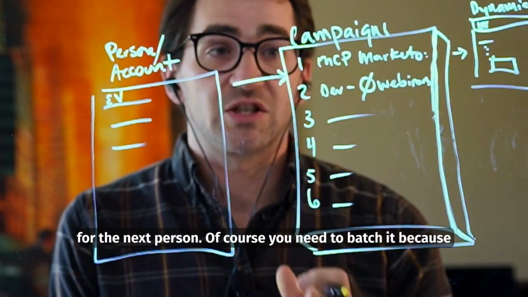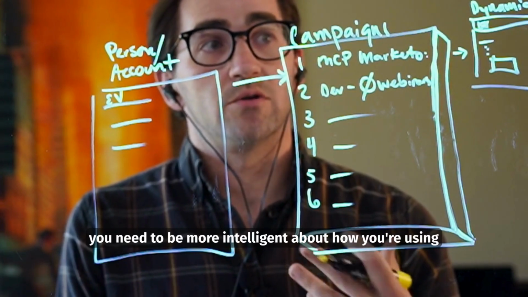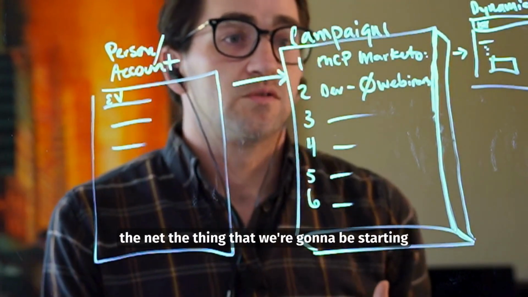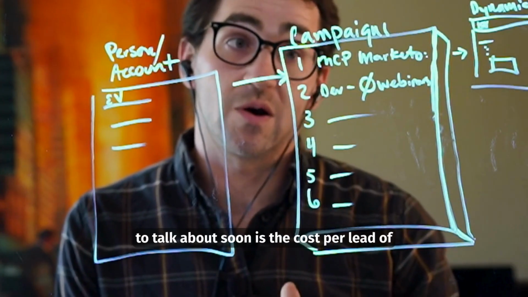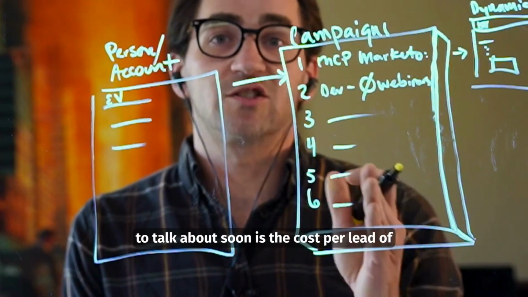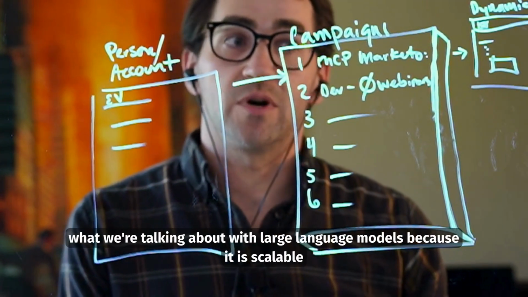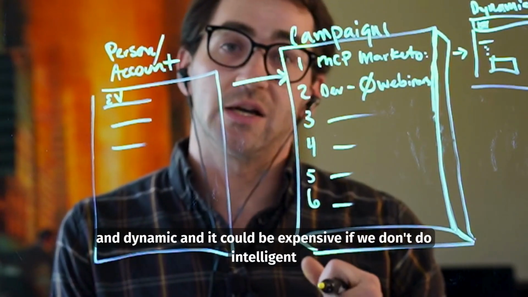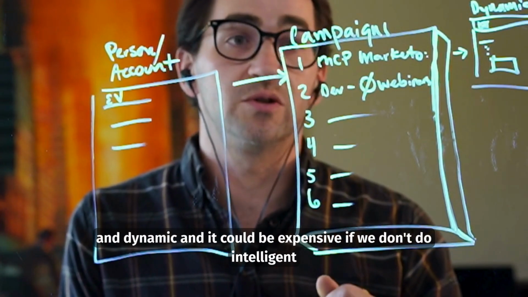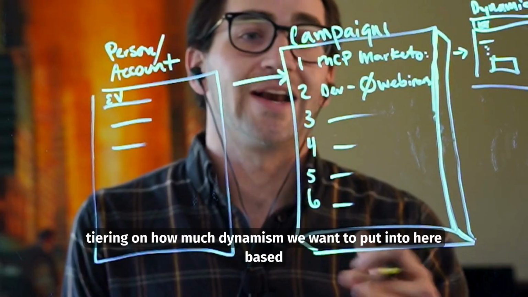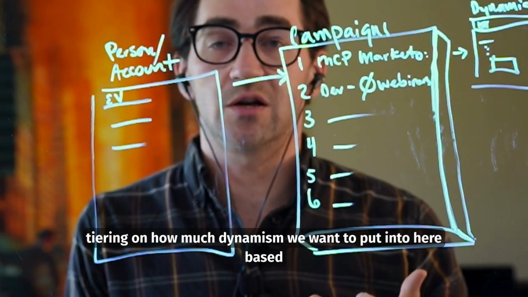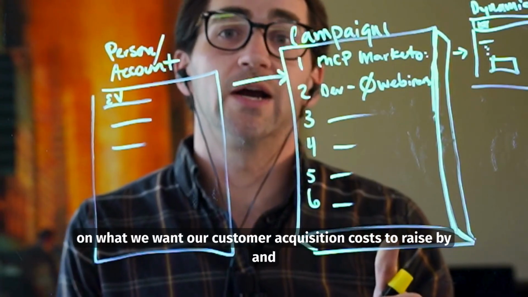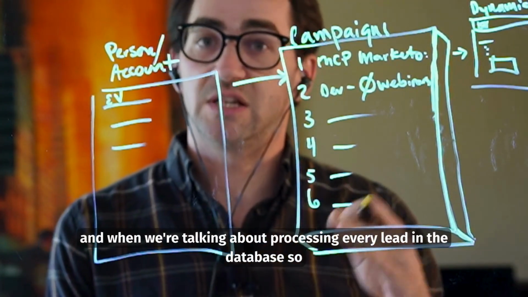Of course, you need to batch it, because you need to be more intelligent about how you're using the tokens and you're not just burning through them for fun. Because the thing that we're going to be starting to talk about soon is the cost per lead of what we're talking about with large language models, because it is scalable and dynamic, and it could be expensive if we don't do intelligent tiering on how much dynamism we want to put in here, based on what we want our customer acquisition cost to raise by when we're talking about processing every lead in the database.